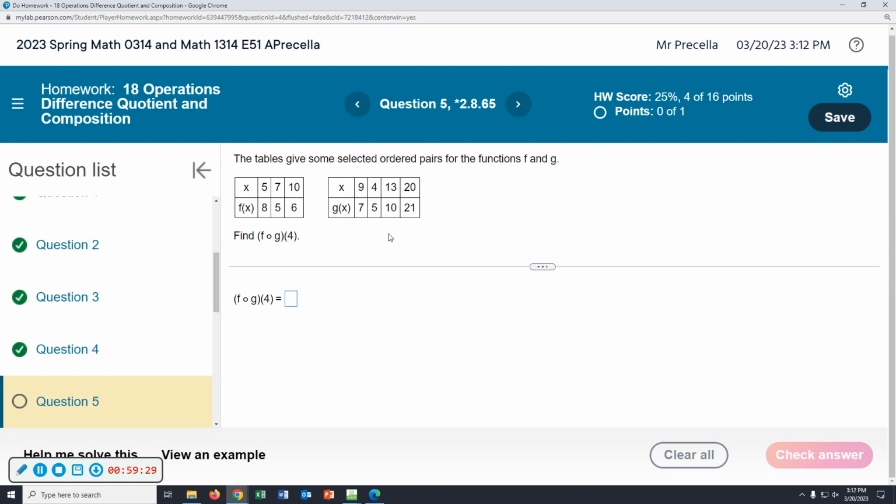10, 20, and 21. And it's going to take longer copying the tables than it is to answer this question once you understand what they're asking for. f composed with g of 4. In other words, f of g of 4.